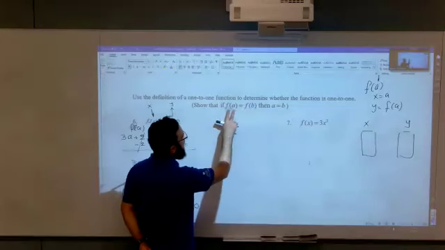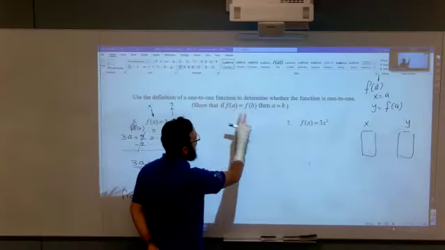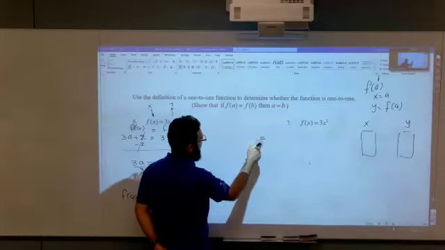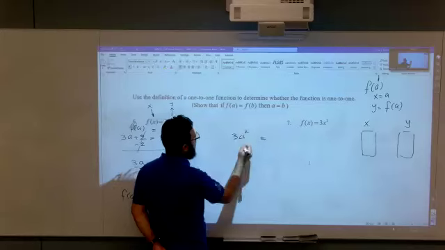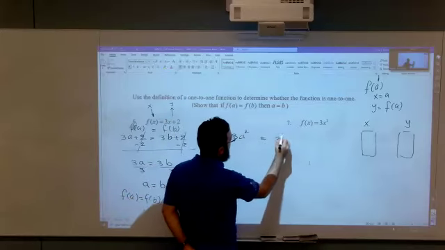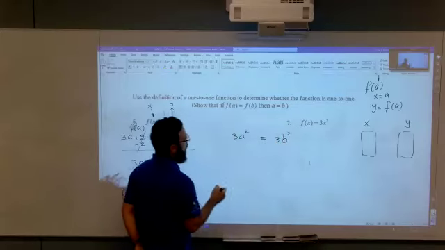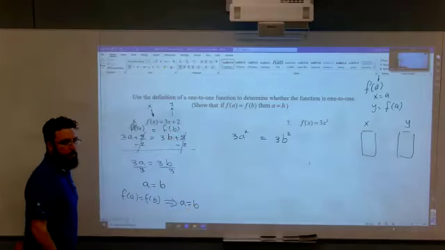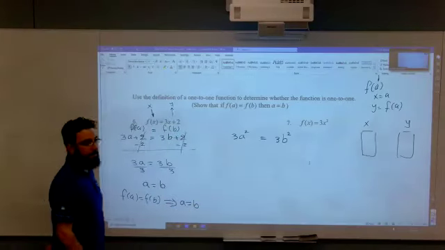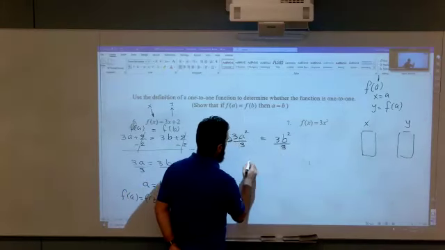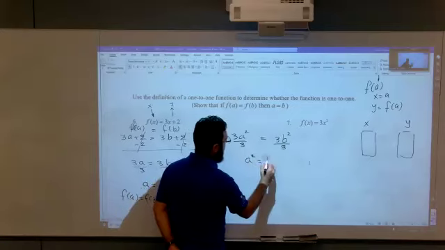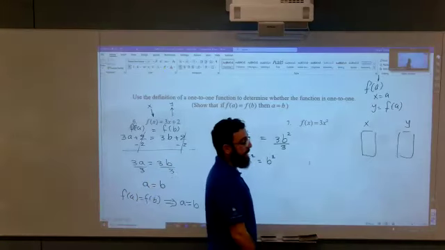Now I need to check f of A. What I'm going to write down here is 3A squared, and here, 3B squared. That was the next step. Divide by 3. So A squared equals B squared. That was the next step.